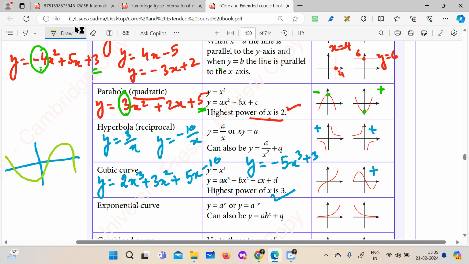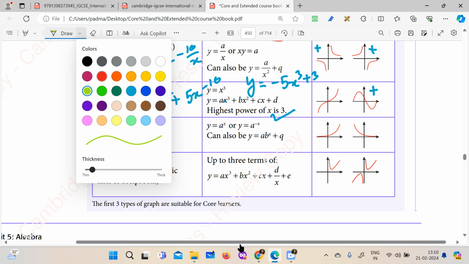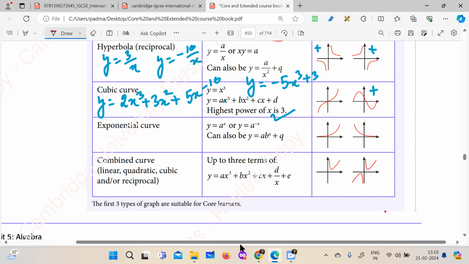Okay. Now, next graph is exponential curve. Generally, this is not asked, but you should know what is the nature of this graph. Okay, so exponential curve. So it is y is equal to a to the power of x, or y is equal to a to the power of minus x, right? So for this you will have a graph of this kind.